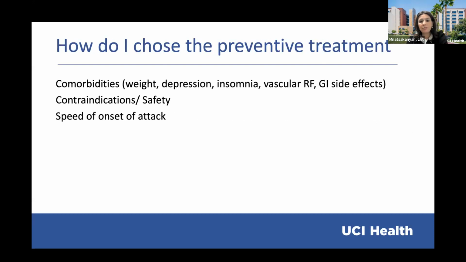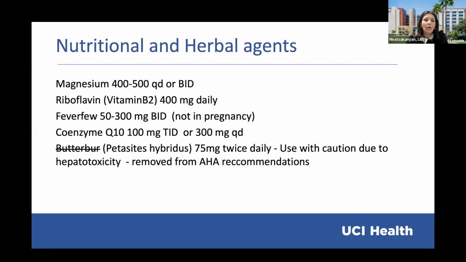How do we choose medications in general for preventive therapies? It is important to pay attention to comorbidities. Are they overweight, or are they cachectic, depression, insomnia, vascular risk factors, GI side effects, etc. And then contraindications and safety profile need to be considered each time we add a new medication to another list of medications that people are on. And then how fast we want to see the effect. Do we want very rapid onset or more sustained prevention of the pain?